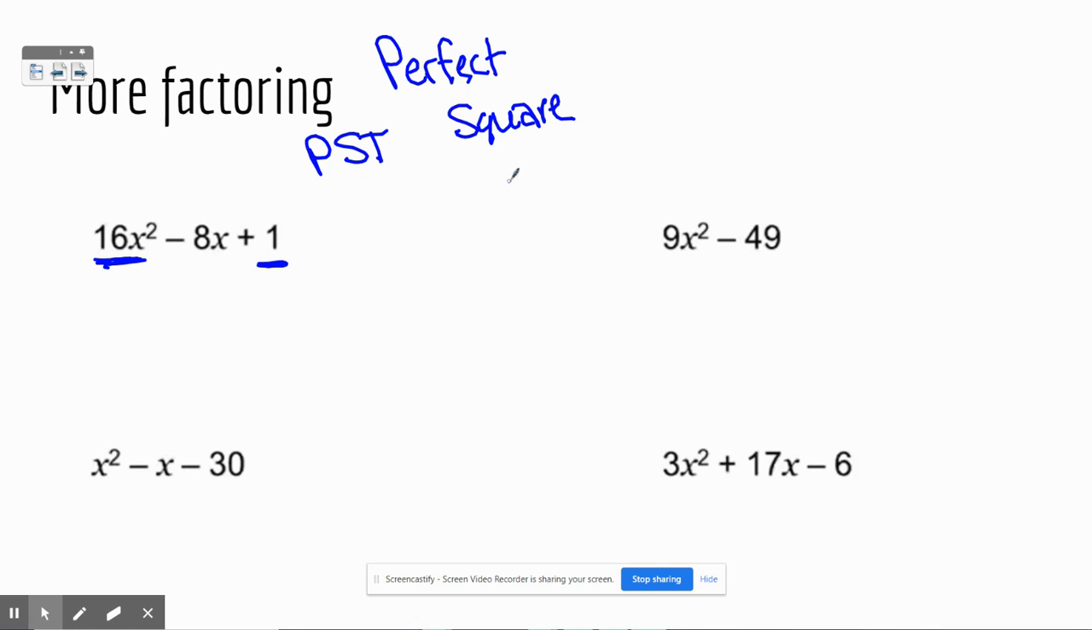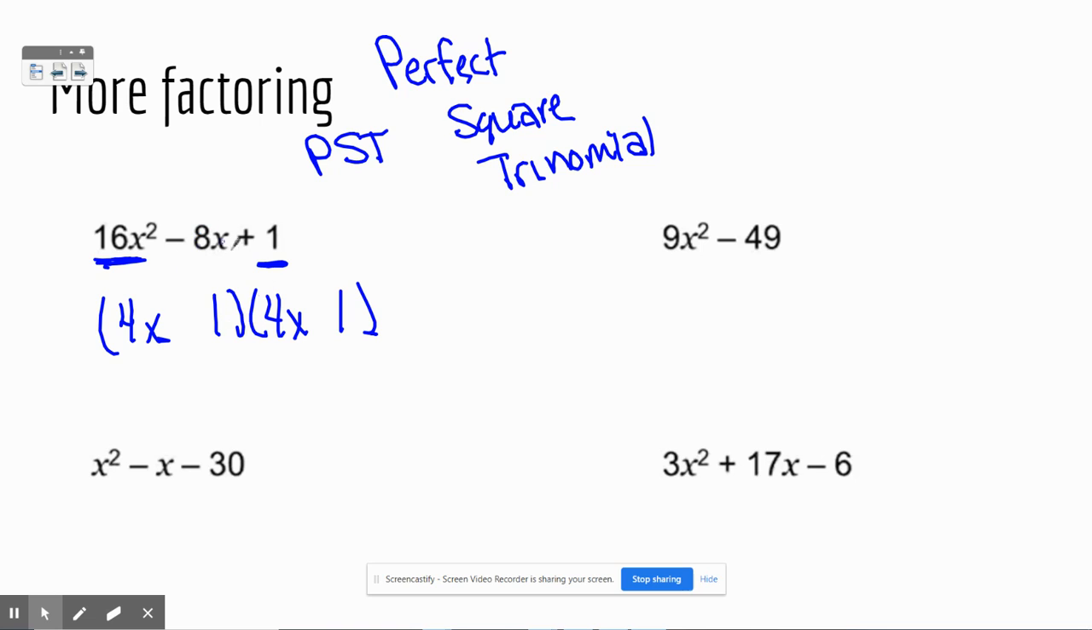This is not as difficult to factor as some of the guess and checking ones are, because the 16x squared will just be a 4x and a 4x. The 1 will be a 1 and a 1, because there's only one way to do that, and I need a negative 8x, so this will be a negative and a negative. Because it's a perfect square trinomial, it would really just be 4x minus 1 quantity squared. The quick check is 4x squared is 16x squared, negative 1 squared is 1, multiply them together, which is negative 4x, and double, and that gives us the negative 8x.